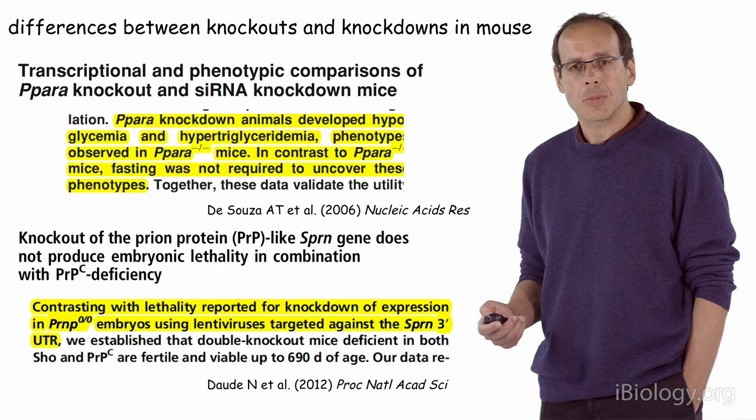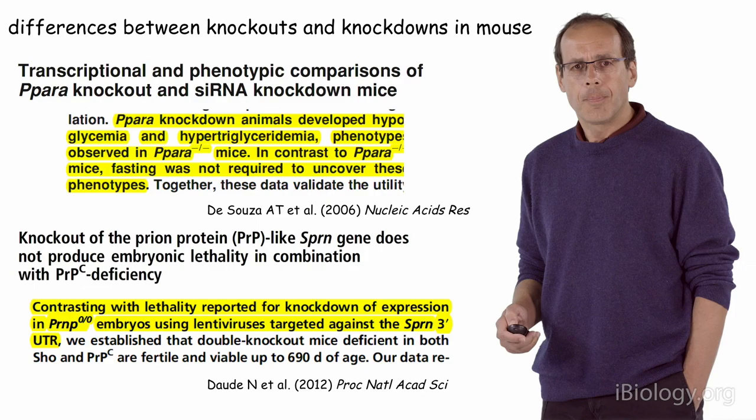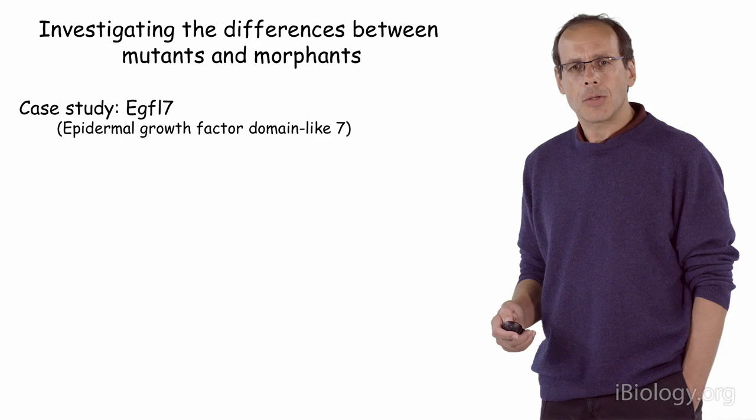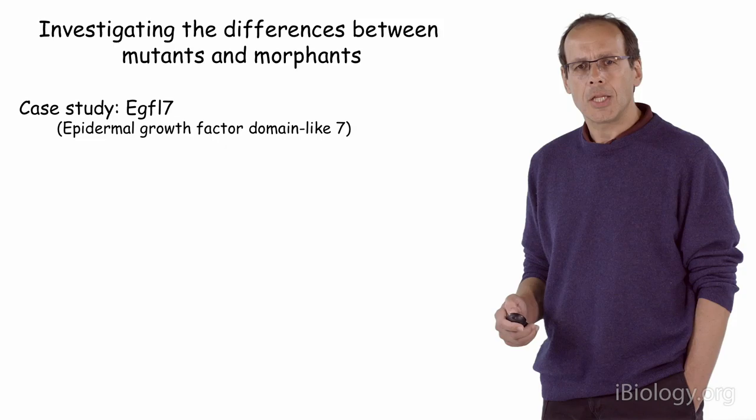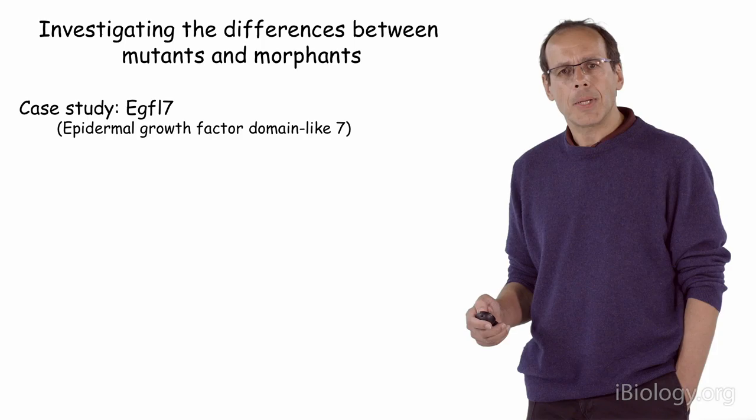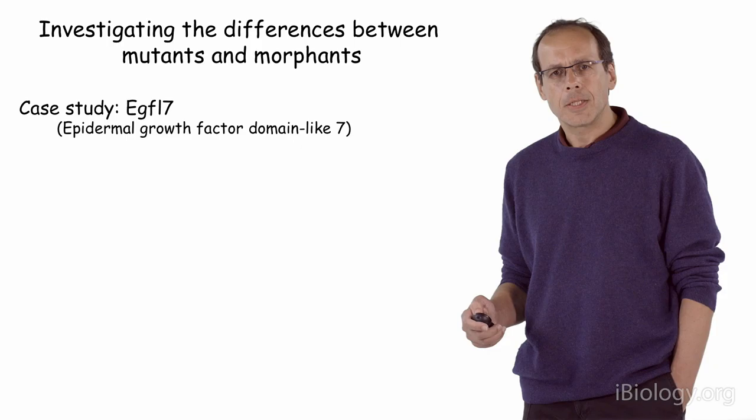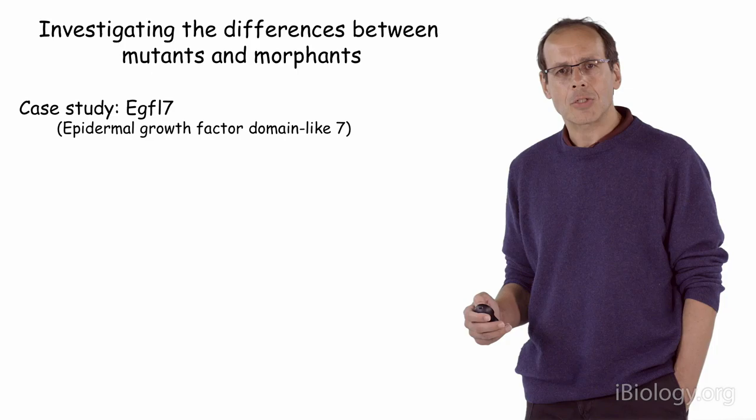So we decided to revisit this issue in detail, and we picked this gene called EGFL7 for a number of reasons, but mostly because in three different settings using the antisense approach, this gene had been implicated in playing an important role in vascular development. This was in zebrafish, in frog, as well as in human endothelial cells. And yet, in the mouse mutant, there was no discernible phenotype.